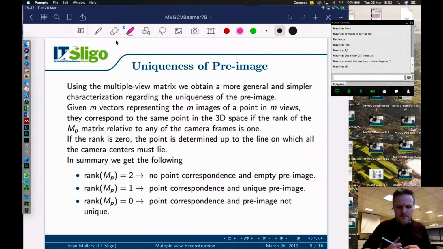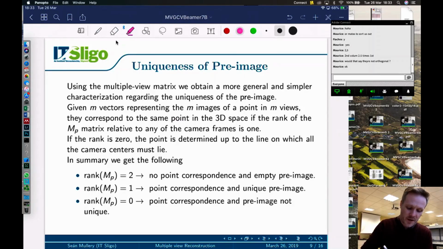So, using the multiple view matrix, we obtain a more general and simple characterization regarding the uniqueness of the pre-image. Given m vectors representing the m images in m views, they correspond to the same point in the 3D space if the rank of the MP matrix relative to any of the camera frames is 1. If the rank is 0, the point is determined up to the line on which all the camera centers lie. I actually said something different to you there, so I'll just go back and reiterate that. Up to a line on which all the camera centers lie, and if not, no correspondences means an empty pre-image.